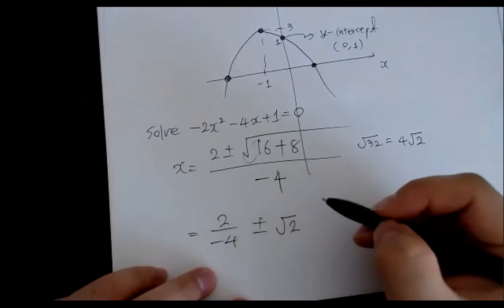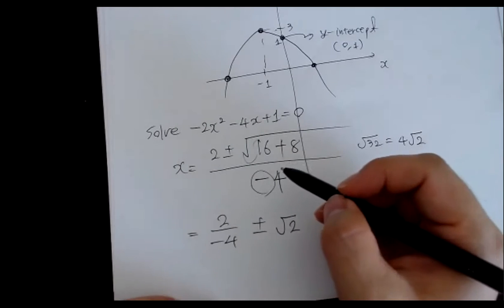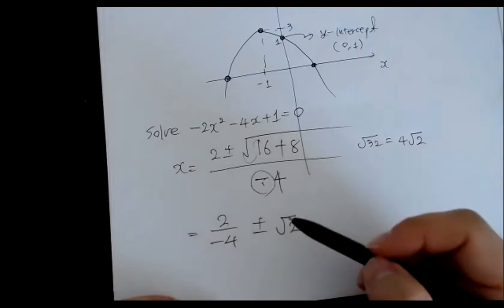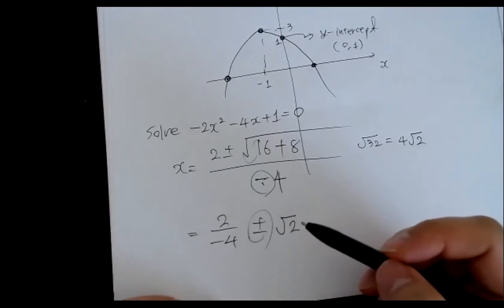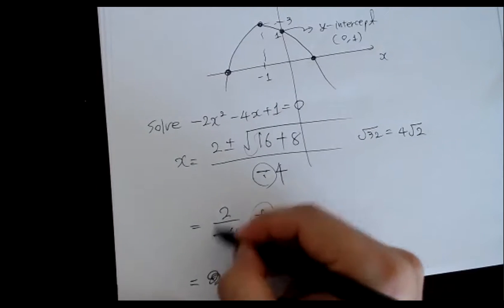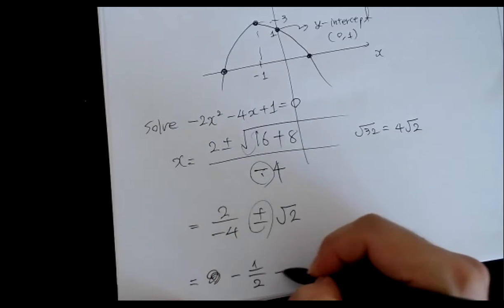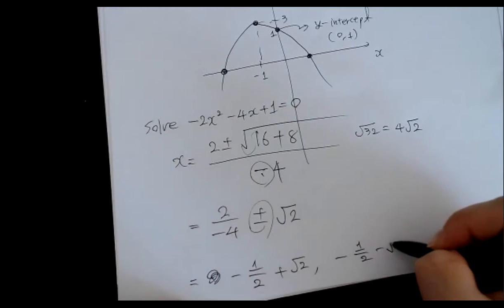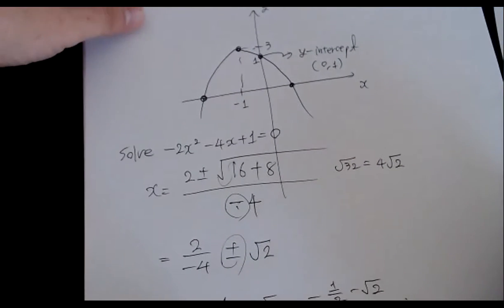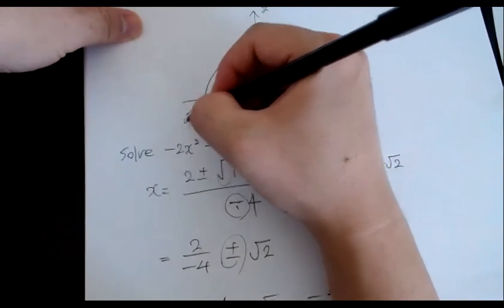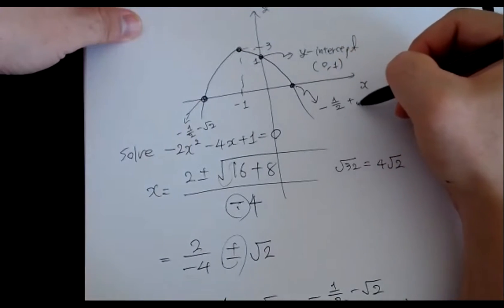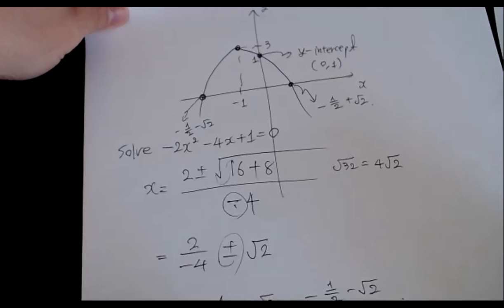By the way, what about the negative sign? Minus over minus is plus. So eventually we're going to get plus or minus. So that is equal to what? 2 over -4 is negative half, right? Negative 1/2 plus the square root of 2, and negative 1/2 minus the square root of 2. So this one is negative 1/2 minus the square root of 2, and the other one is negative 1/2 plus the square root of 2.